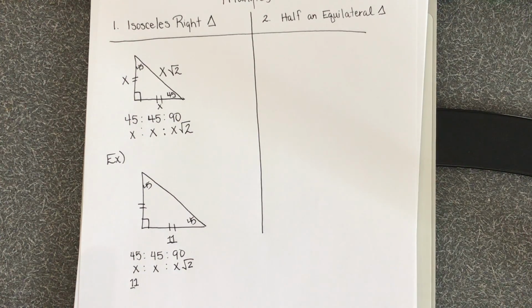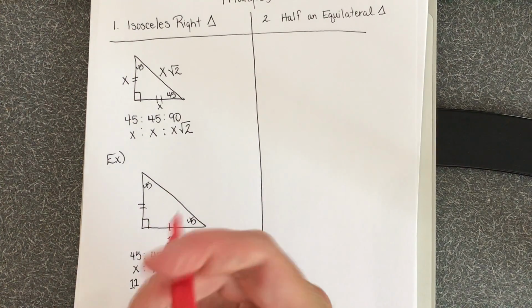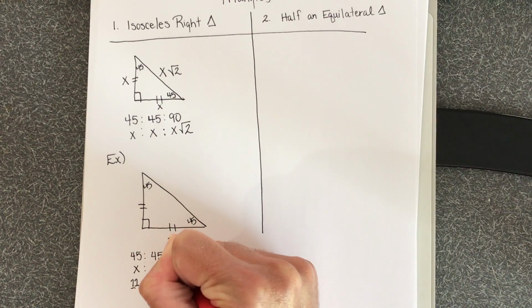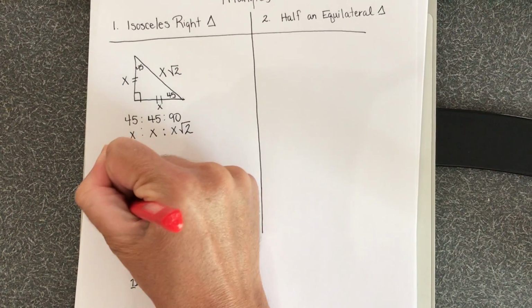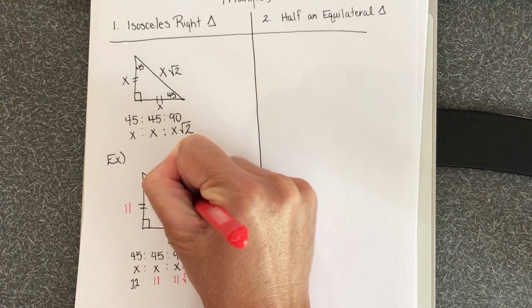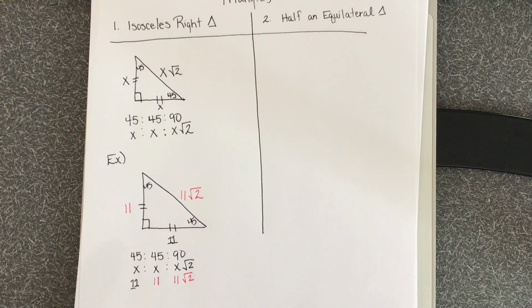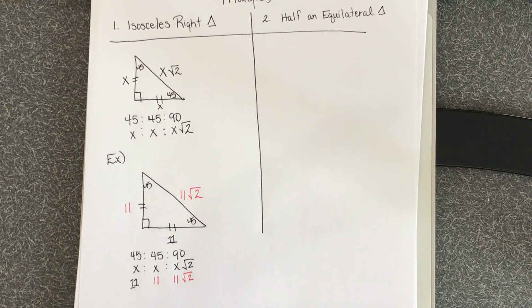So using what I know, I can fill out the remaining sides. So that means this leg has to be 11, and this one's going to be 11 times the square root of 2. So 11 and 11 times the square root of 2. Now we're going to look at some harder examples and figure out some missing pieces in a minute, but this is just the basics.